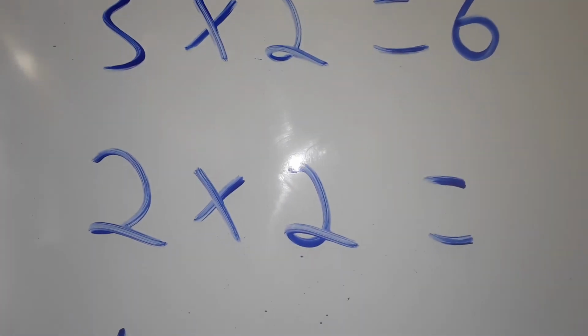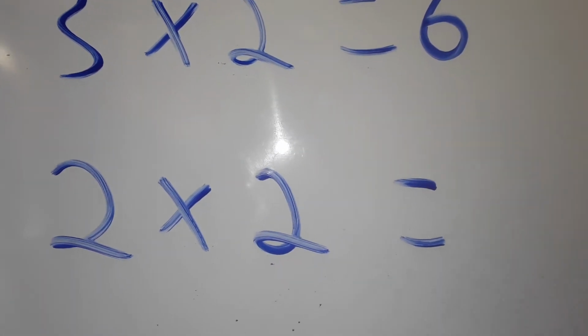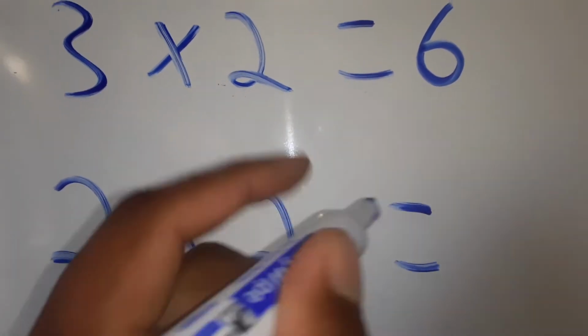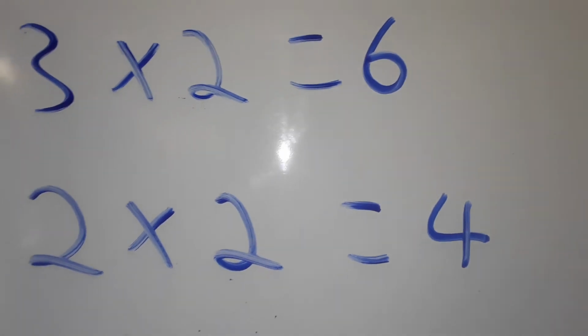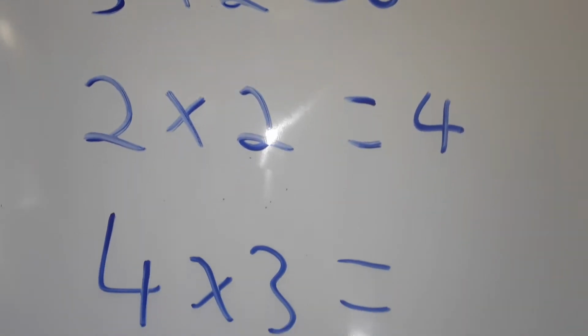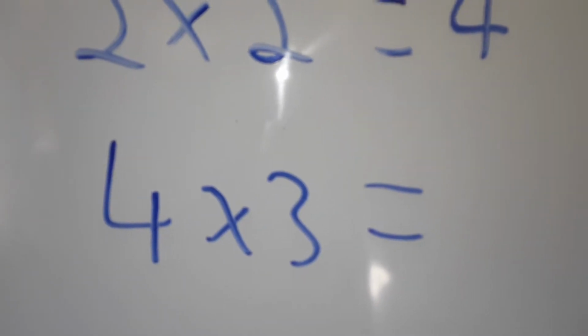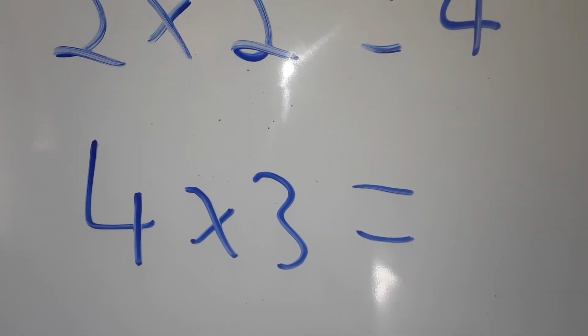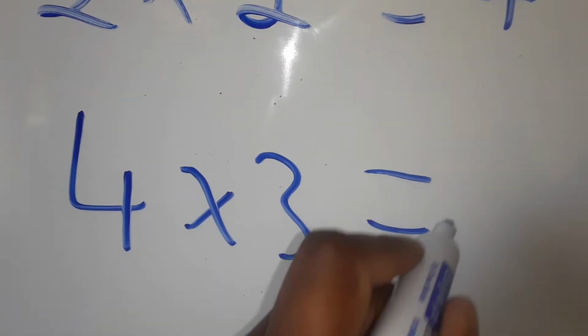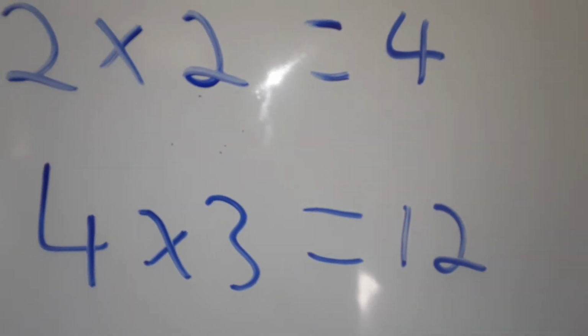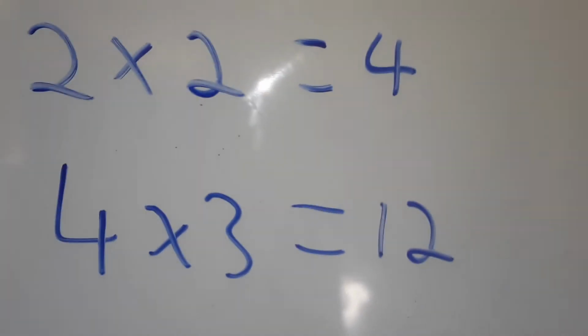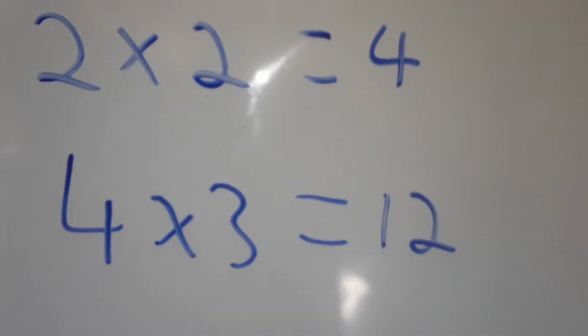Then 2, you repeat 2 twice, 2 and 2 gives you 4. 2 times 2 gives you 4. Right. You repeat 4 3 times. 4, 8, 12. So it's going to give you 12. 4 times 3 gives you 12.